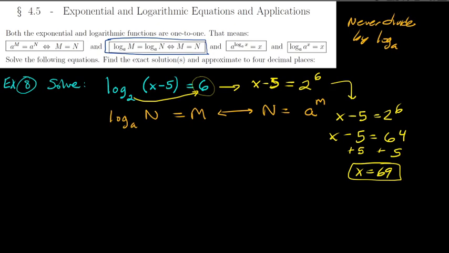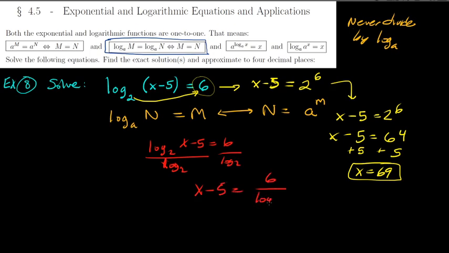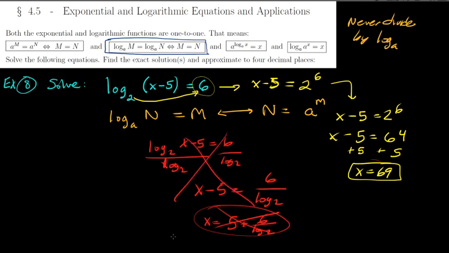Right? So again, I want to warn you because a lot of people have this really bad habit here of doing this, right? They just divide by log base 2, and then they have x minus 5 equals 6 divided by log base 2. So you can add the 5, but that doesn't do anything because that's not the answer, right? The answer is 69. This is meaningless. So just be careful you don't make that mistake.